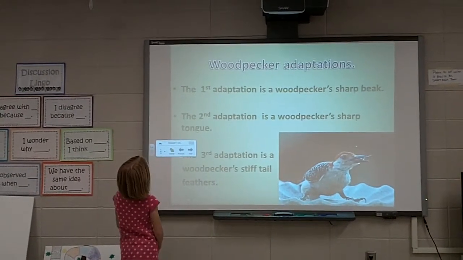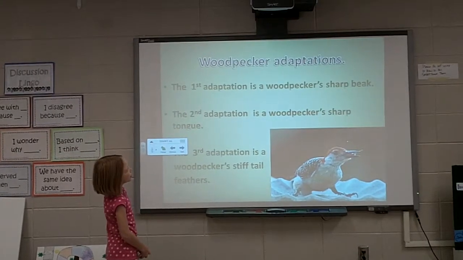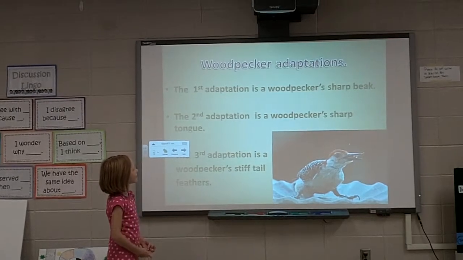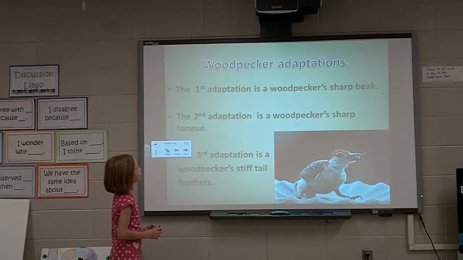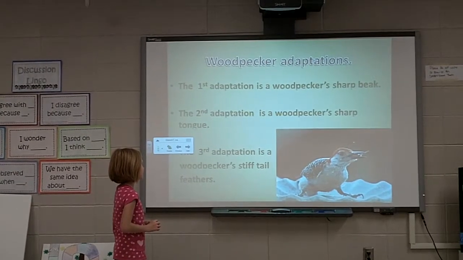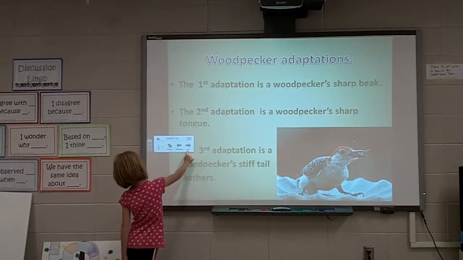Woodpecker adaptation. The first adaptation is a woodpecker's sharp beak. The second adaptation is a woodpecker's sharp tongue. And the other adaptation is the woodpecker's stiff tail feathers.